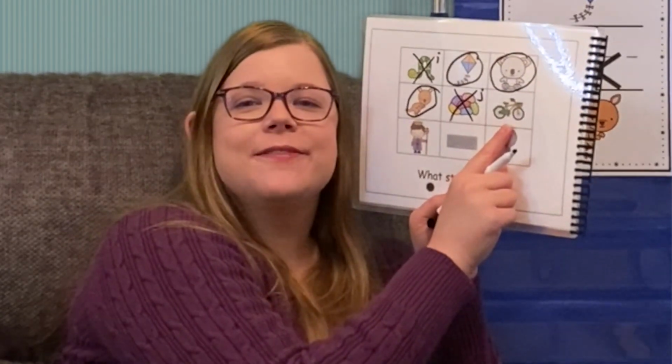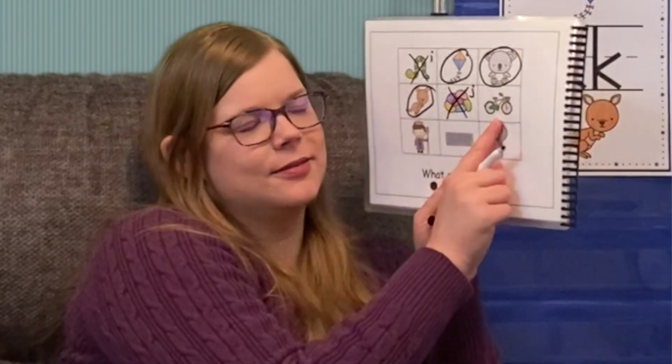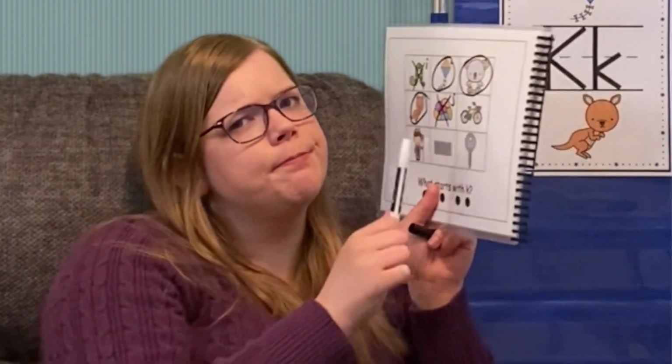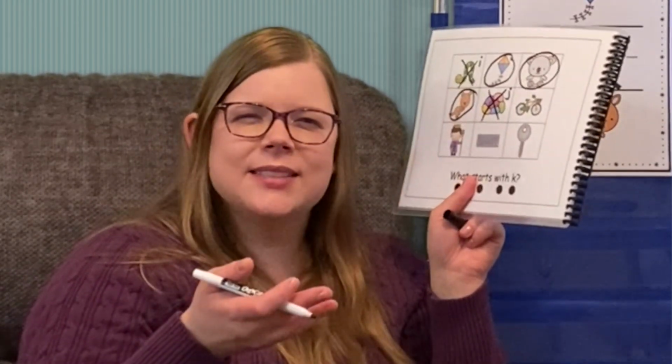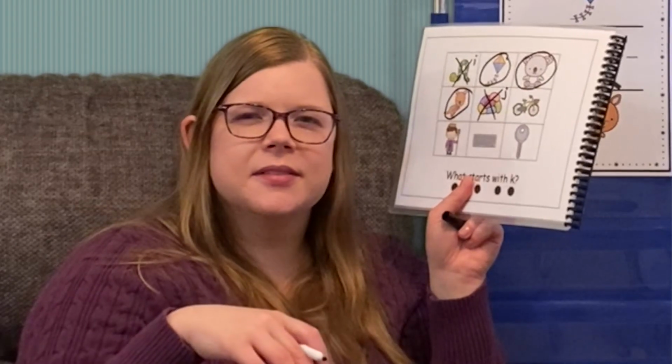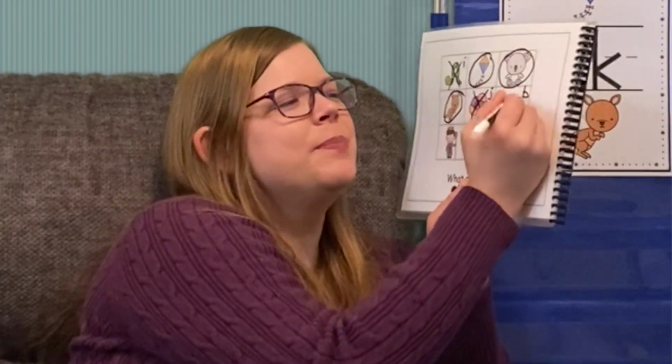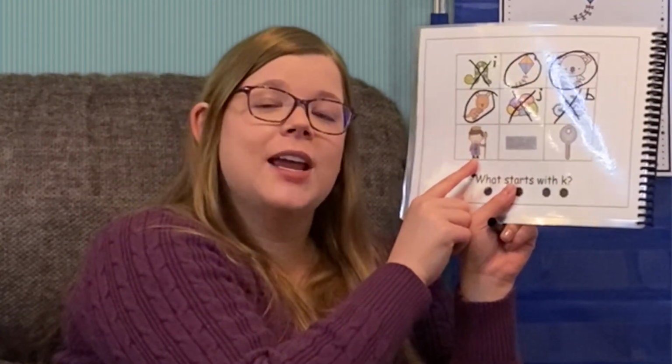What about bike? Try your kangaroo and see if it works with bike. Kike? No. Bike. What move do we use for b? B. Bike? B. B. What letter is that? That's right. That's the letter B, not K. So we're going to cross it out. What about king? Can you try your kangaroo with king?